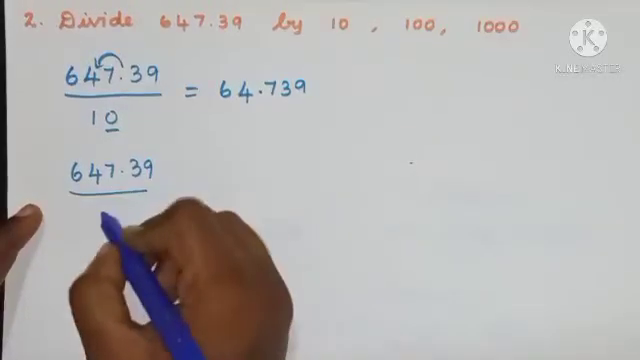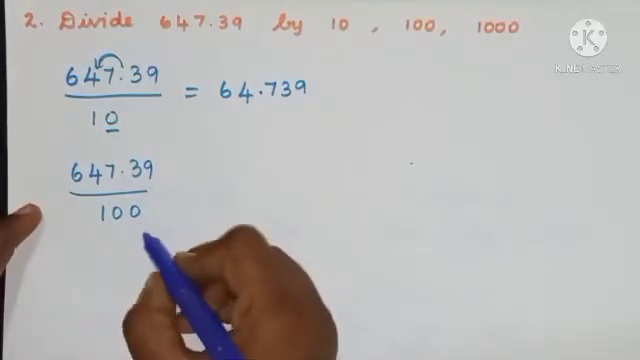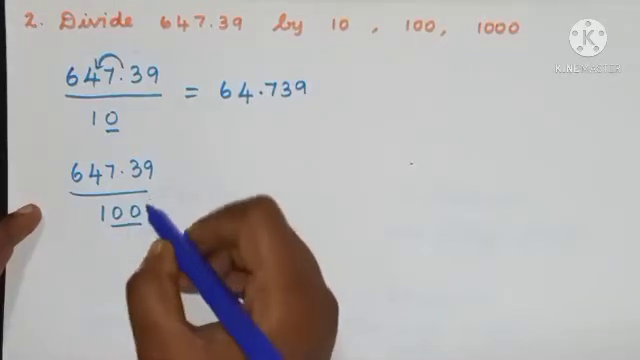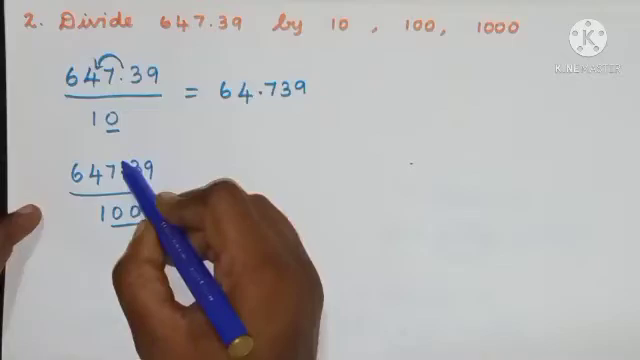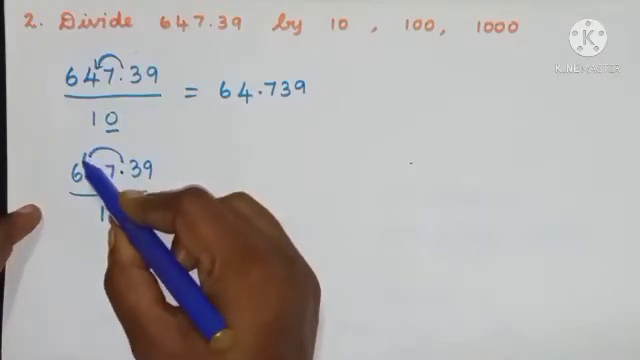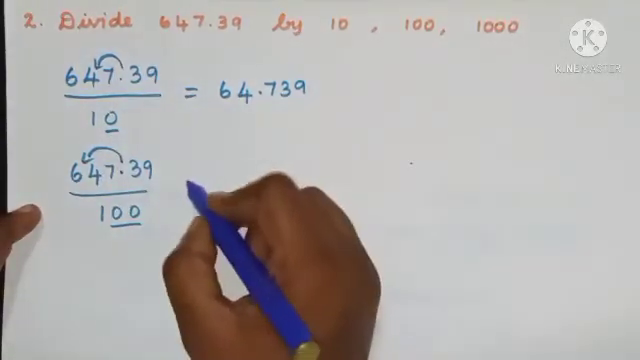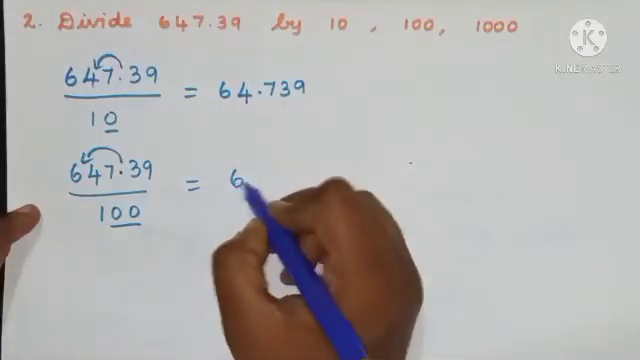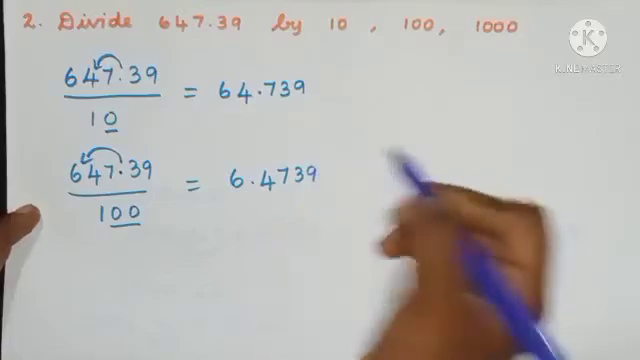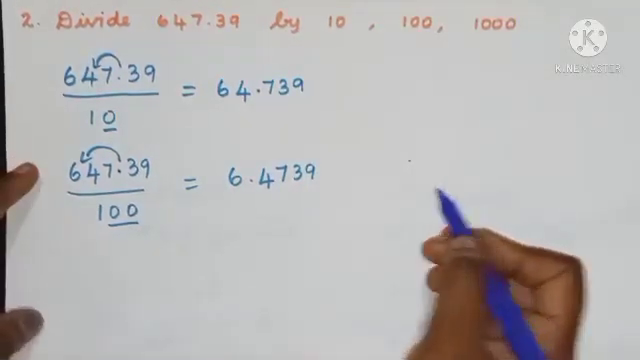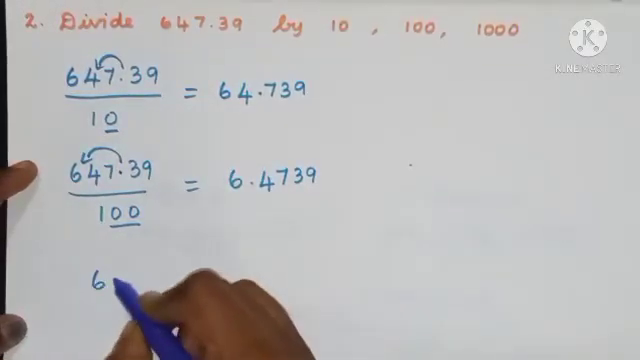Let's divide the decimal number by 100. 647.39 by 100. Here how many zeros are there? 2 zeros. So you have to move the decimal point 2 places towards the left. How many places? 2 places you have to move. So you will get the answer as 6.4739.